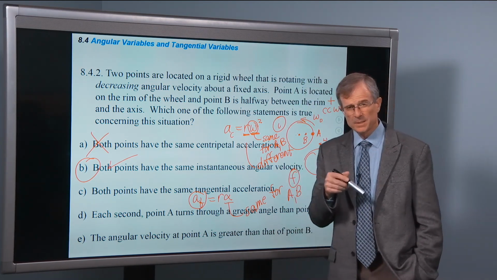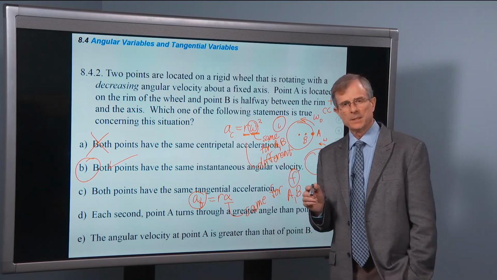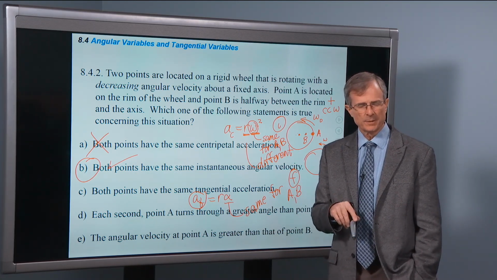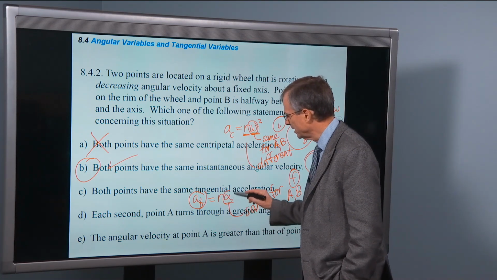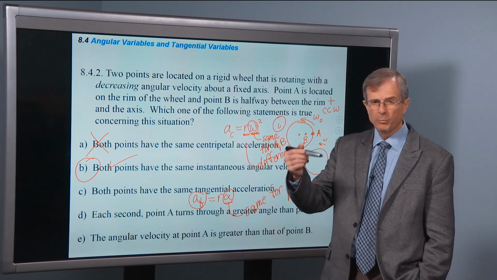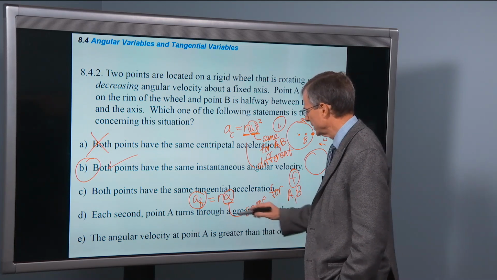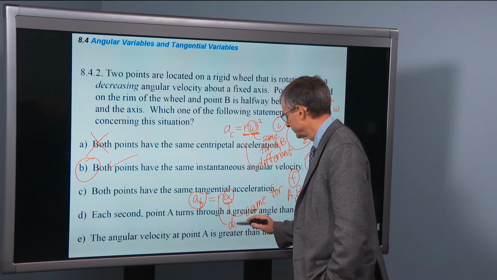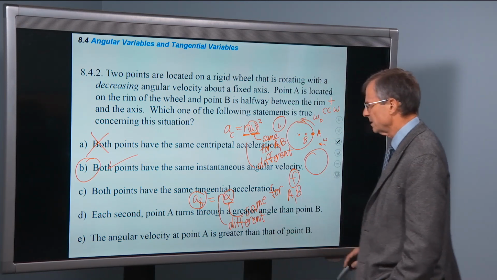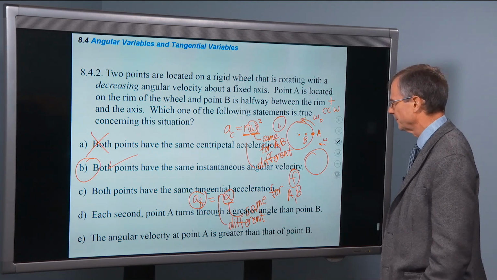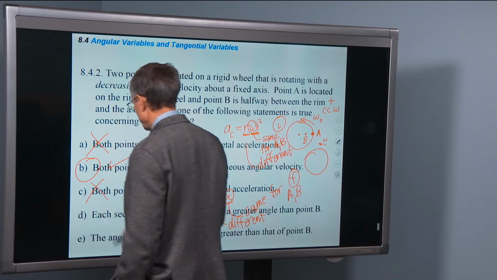If the instantaneous velocity, omega, is always the same for all different points on the particle, then the instantaneous acceleration, alpha, must also be the same for all points on the rigid body. So that's going to be the same for all the points. R is not the same. And so what that says is that this tangential acceleration cannot possibly be the same because R is different.